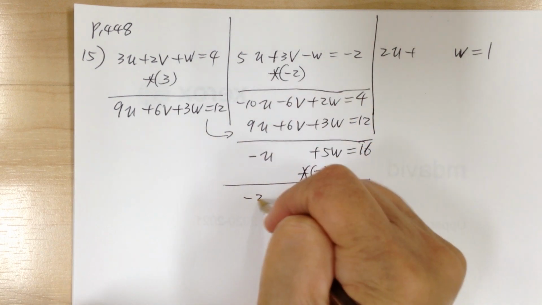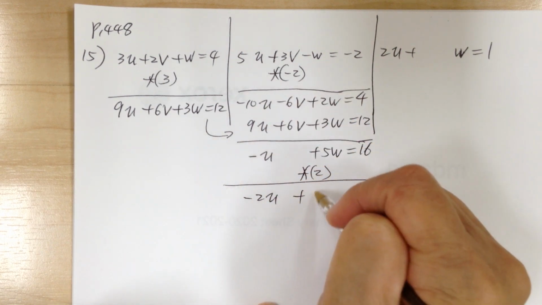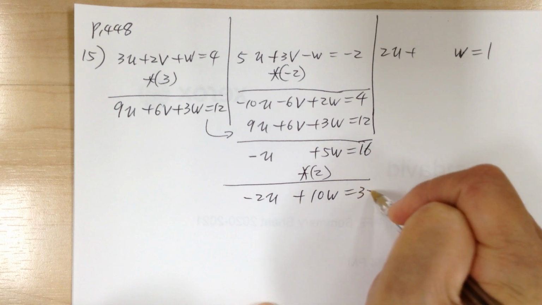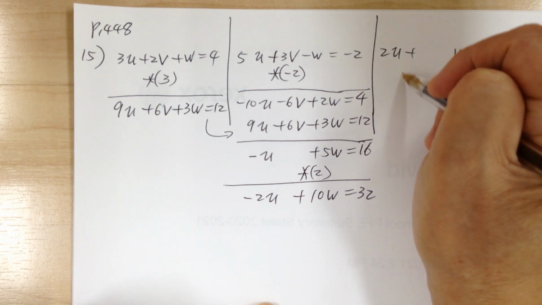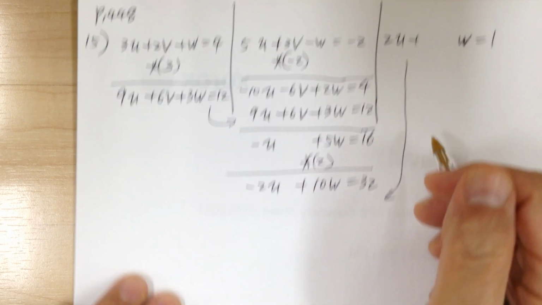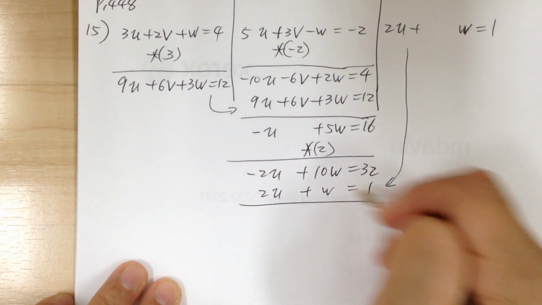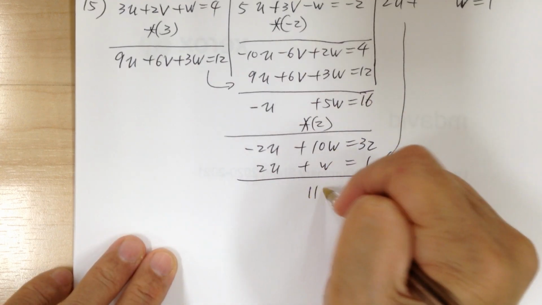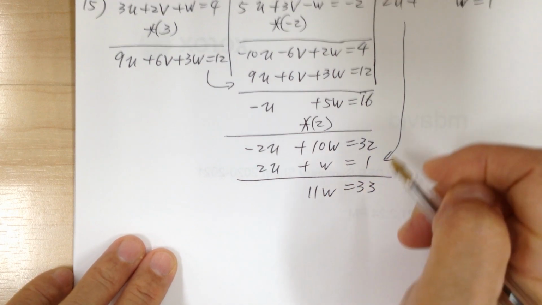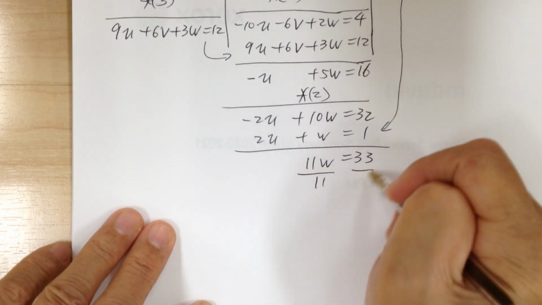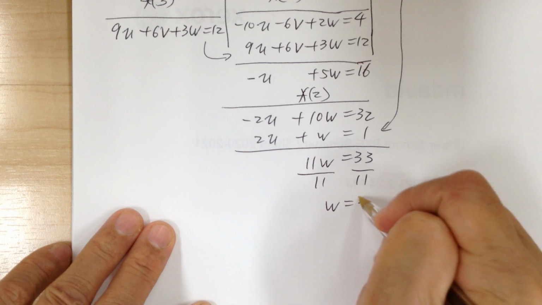So I get negative 2u plus 10w equal to 32. And I'm going to put this equation down here. So I get 2u plus w equal to 1. When I add this, the u cancels out. So I got 11w equal to 33. Divide by 11, so w equal to 3.